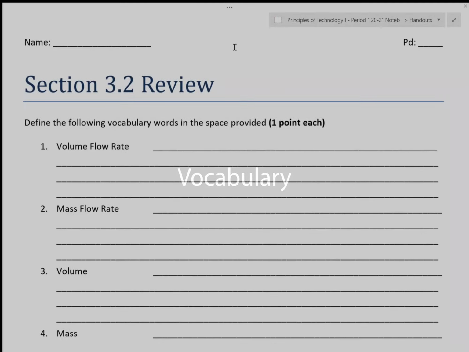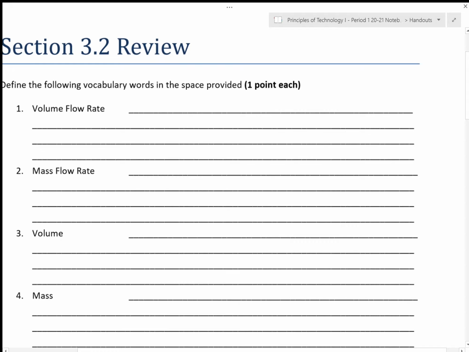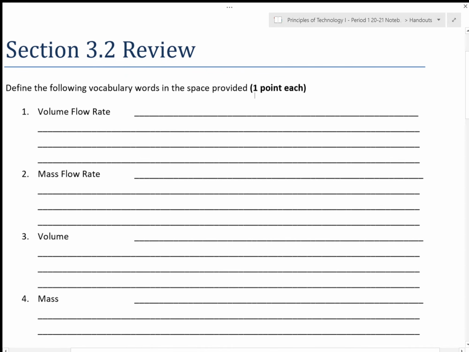Hello, today we're going to go over the section 3.2 review study guide. Starting with the vocabulary, there are only 4 of them. This is a very short study guide.